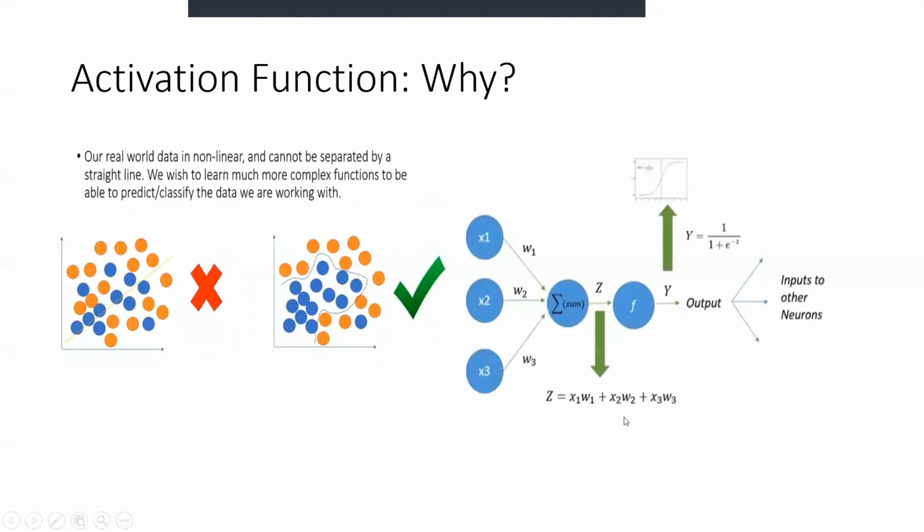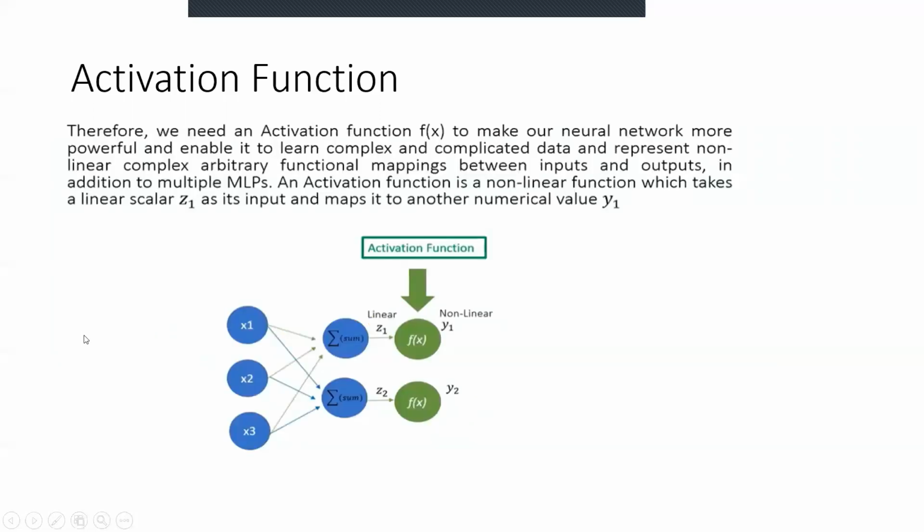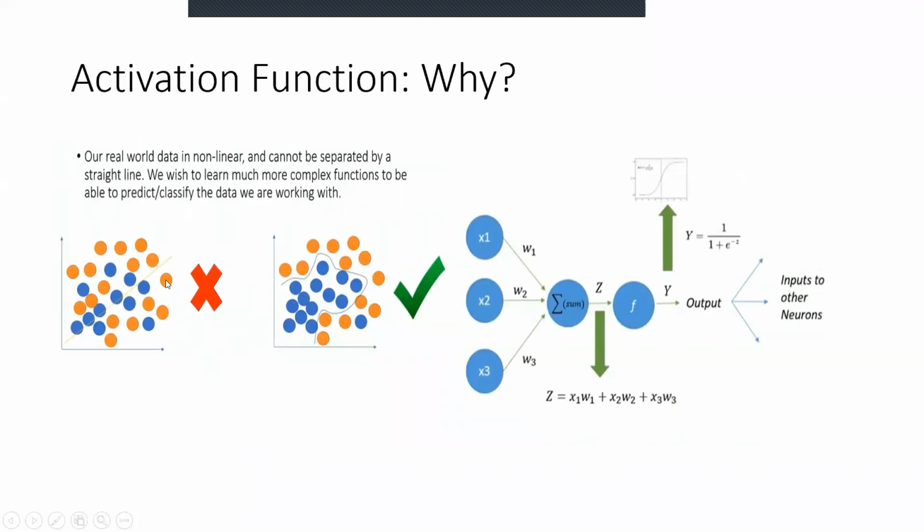So let's take an example over here. This particular statement, the weighted average of this hidden neuron, x1 w1 plus x2 w2, is the equation of a straight line, right? And this equation of a straight line would not be able to differentiate between the two classes. We need to make this particular straight line non-linear.